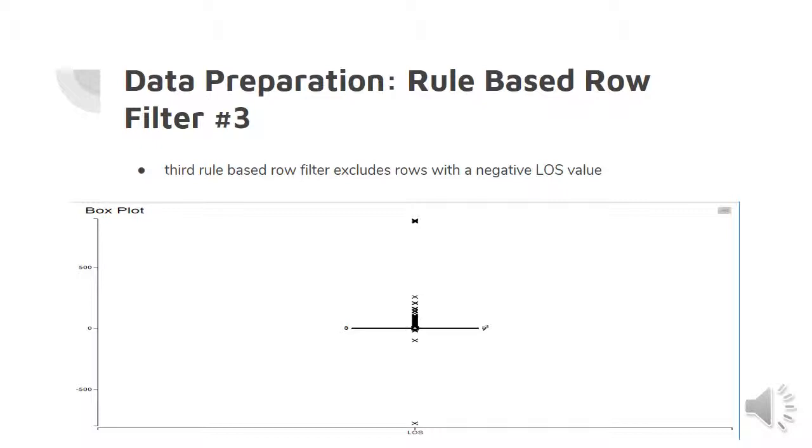Rule-based row filter number 3. We used a third rule-based row filter to exclude records from our data set that had a negative LOS value. That is, the length of stay was less than 0, which is illogical because a patient can't be discharged before they're admitted, so obviously those dates had to be errors. So that's why we removed those records from our data set.